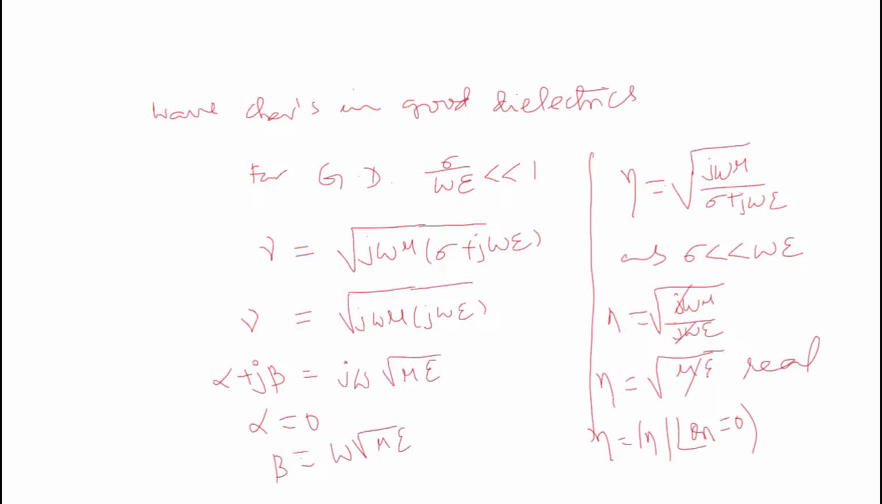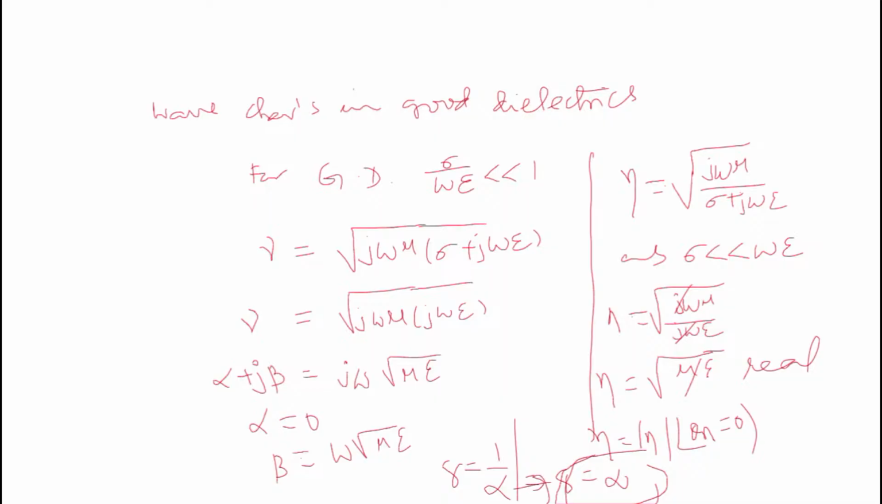So this is about alpha and beta, wave characteristics in good dielectrics. Similarly, as alpha equal to 0, what about delta? Delta is equal to 1 by alpha. So therefore, delta is equal to infinity.